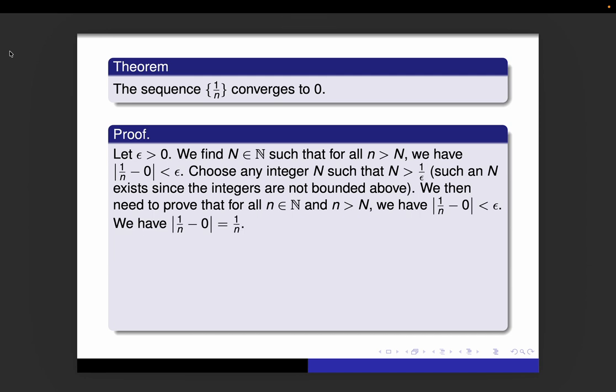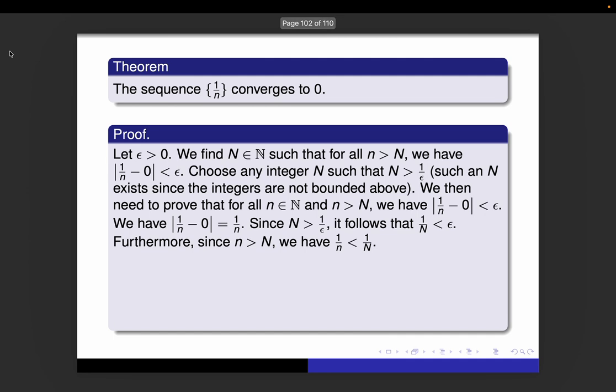Well, let's see. So we've done this part of it before. The absolute value of 1 over n minus 0 is equal to 1 over n. Since big N is greater than 1 over epsilon, it follows that if we multiply both sides by epsilon and divide both sides by N, we get 1 over N is less than epsilon. Furthermore, little n is bigger than big N, so if we divide by little n and divide by big N, we get that 1 over little n is less than 1 over big N.